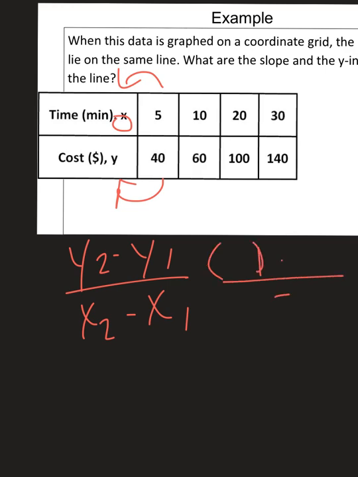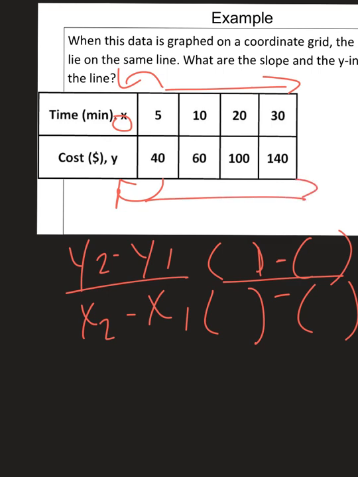All right, so by looking at this, does this have a positive slope or a negative slope? If you said positive, you're right. We know that because the x is increasing, 5, 10, 20, 30, and the y is also increasing, 40, 60, 100, 140. We can say that when time increases, money increases. Usually the case when we work, right? So let's plug in what we know.